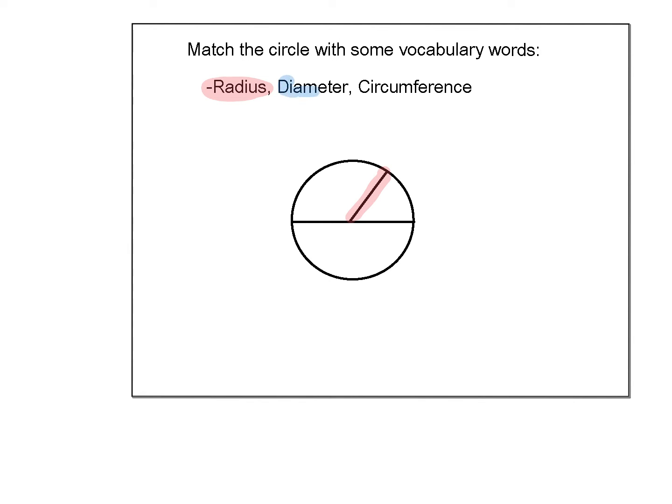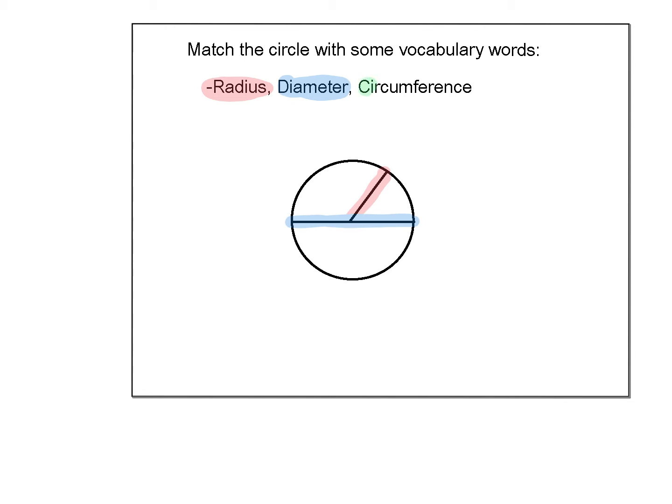The diameter is the line that goes all the way across a circle through the center. So the diameter is the longer line. And just as a hint, I always think of it as the longer word too. Radius is the shorter word, so it's the shorter line. Diameter is the longer word, so it's the longer line.